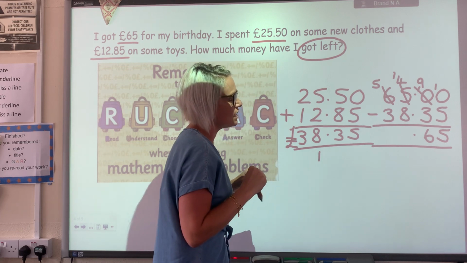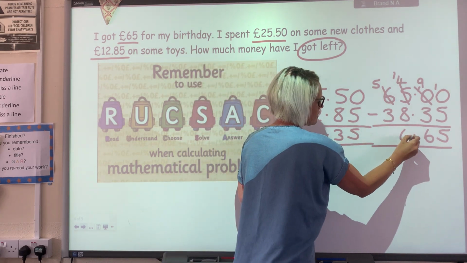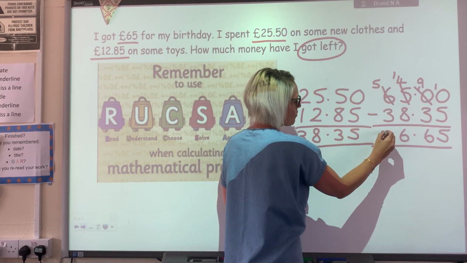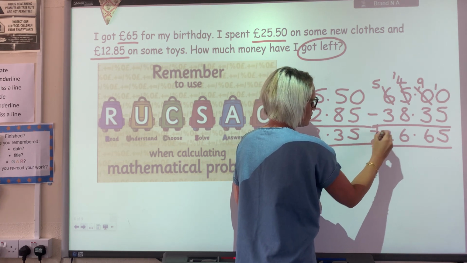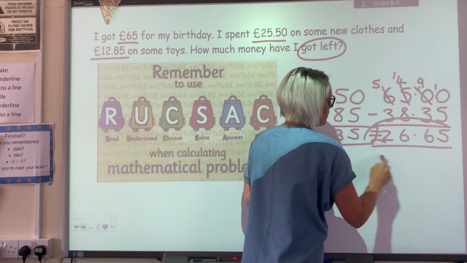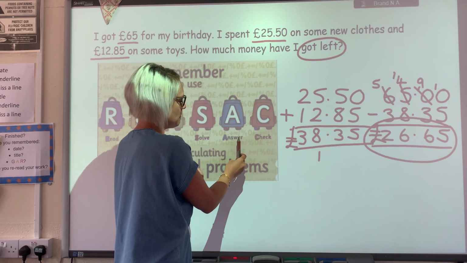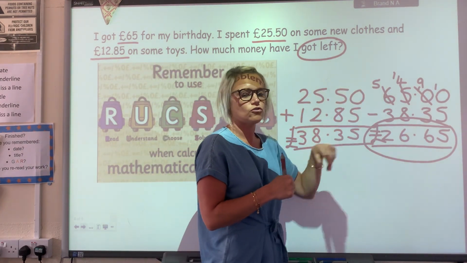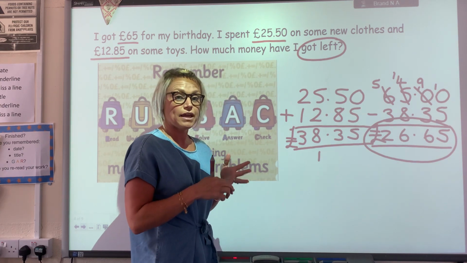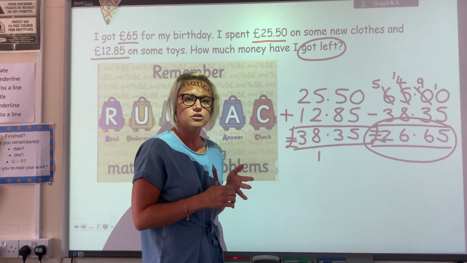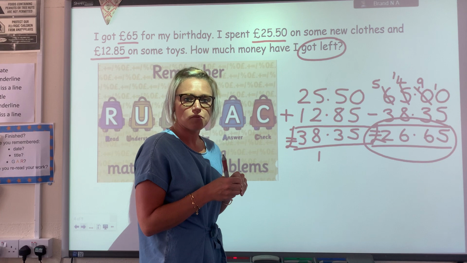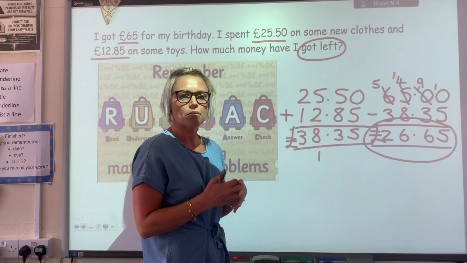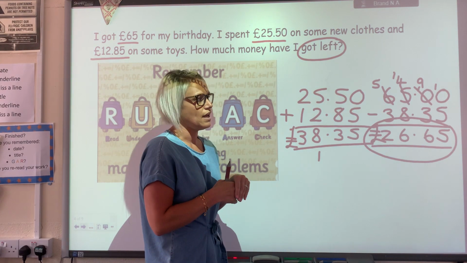Okay. 14 take away 8 is 6. And 5 take away 3 is 2. So this is how much I am left with. So that then is my answer. And again, you would go back and check that you've done all your working out correctly. Make sure you borrowed if you need to. That's another silly mistake that some of you make, and it's not worth losing your mark if it's just a silly error.